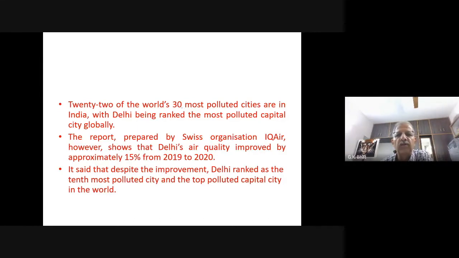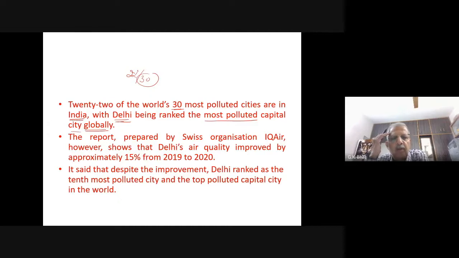22 of the world's 30 most polluted cities are in India. You can understand the gravity of the situation. 22 cities out of the world's 30 most polluted cities are in India, with Delhi ranked the most polluted capital city globally in the whole world. Delhi is the most polluted capital city.